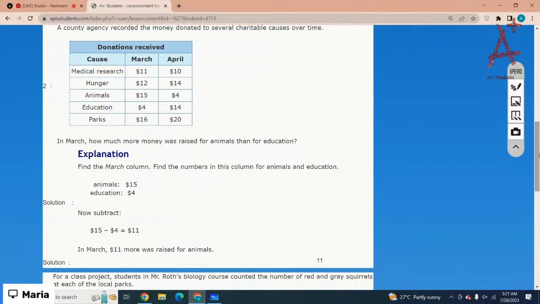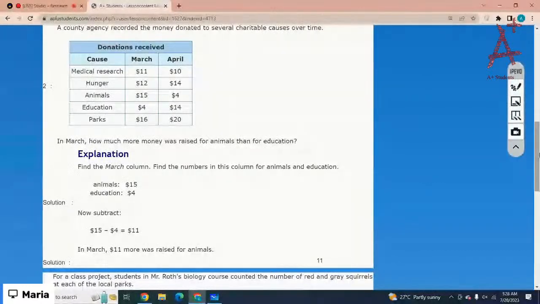Okay, a county agency recorded the money donated to several charitable causes over time. So here is a table that keeps the record of the charitable donation, money donated for different causes. In March, how much more money was raised for animals than for education? Basically, this is the data for 2 months, March and April, for different causes. So we have to look in March how much more money was raised for animals than for education.